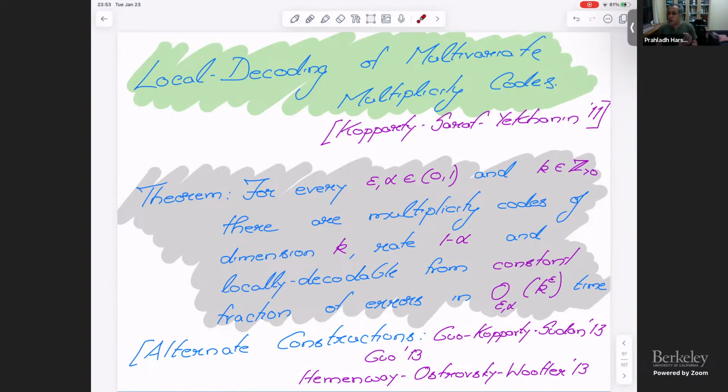In particular, Guo, Kopparty, and Sudan showed that there is a certain family of affine invariant codes which have this property. Hemenway, Ostrovsky, and Wootters showed that there are certain codes based on expander codes which are also high rate locally decodable codes. But what I'll give you is a very high level bird's eye picture of why you're able to locally decode from multivariate multiplicity codes.